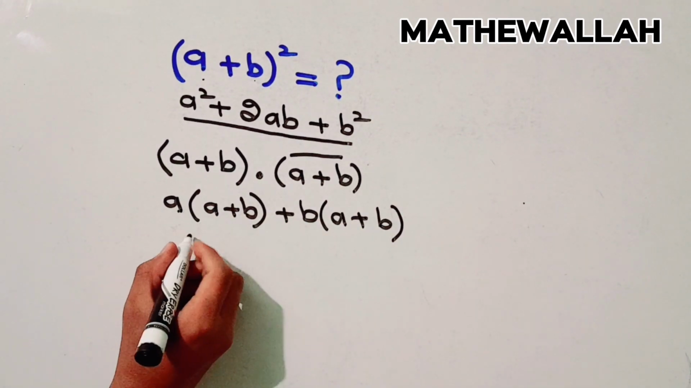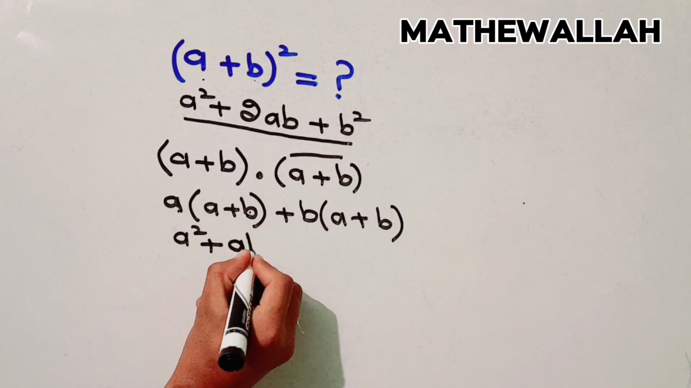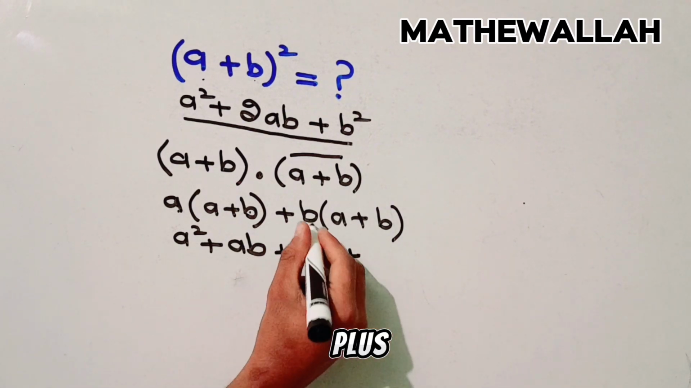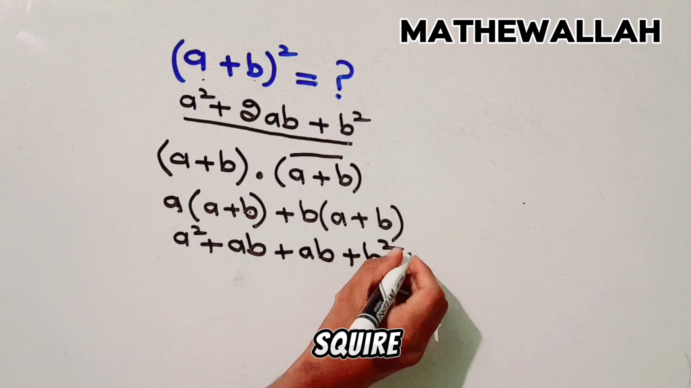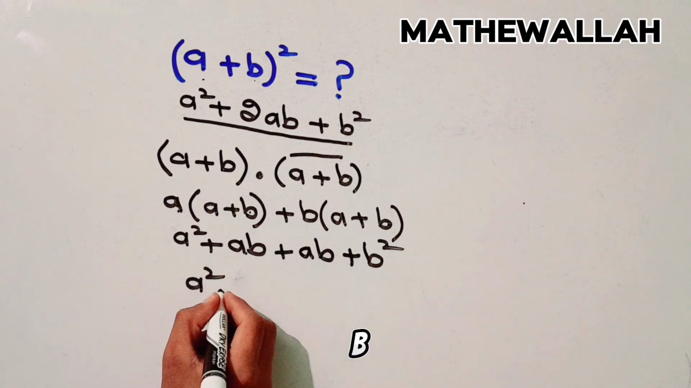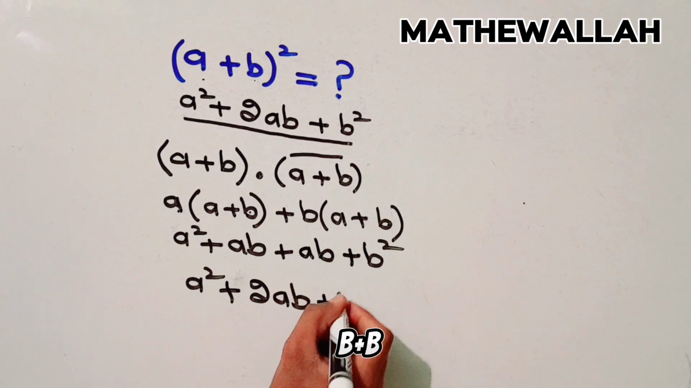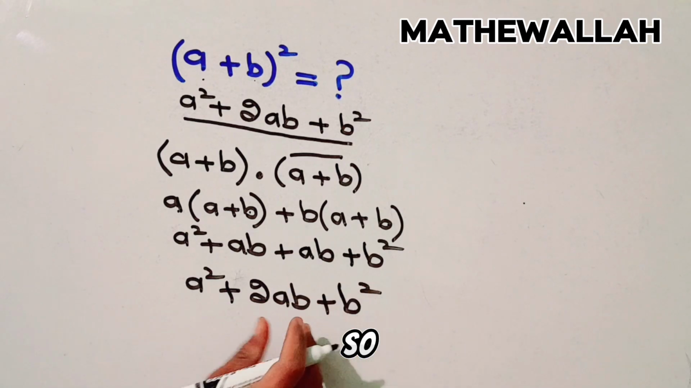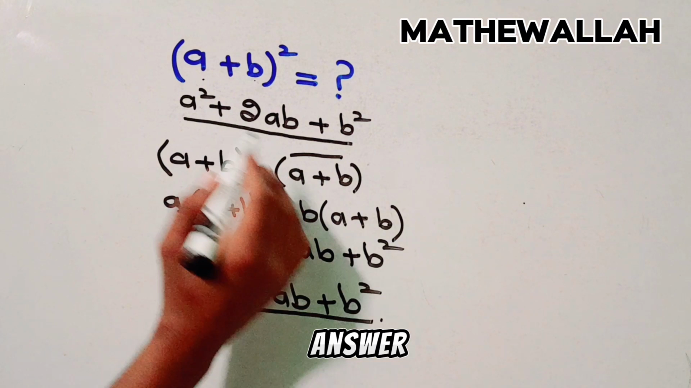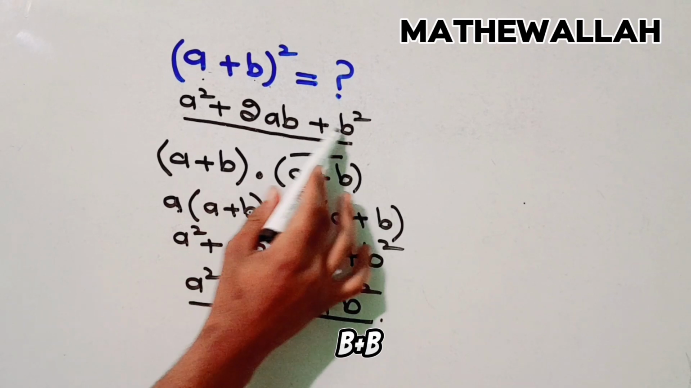So a multiplied by a is equal to a square, plus a into b, plus ab, plus b into b is b square. So we write this as a square plus ab plus ab, which is plus 2ab, plus b square. So a square plus 2ab plus b square. It means our answer is right. (a plus b) whole square is equal to a square plus 2ab plus b square.